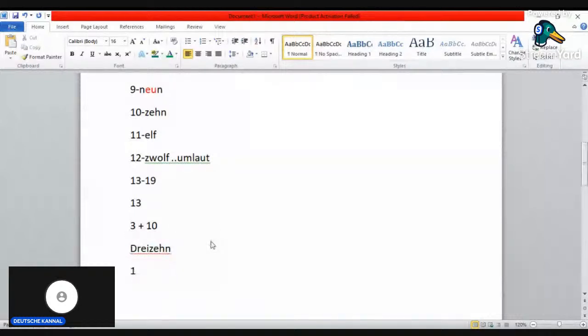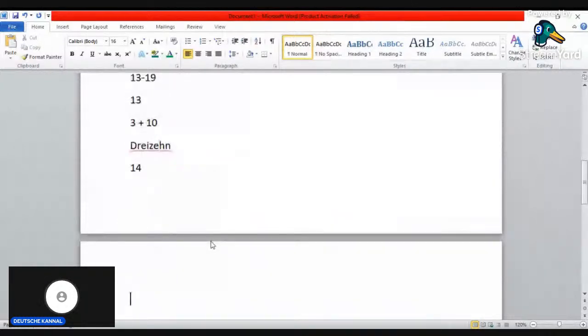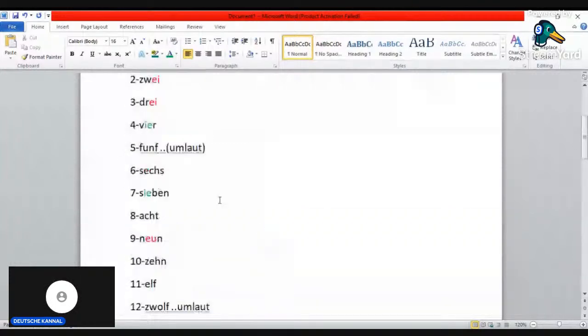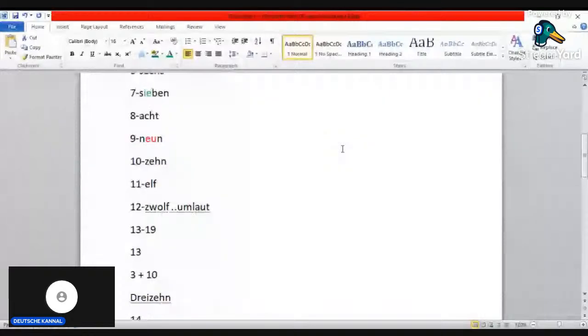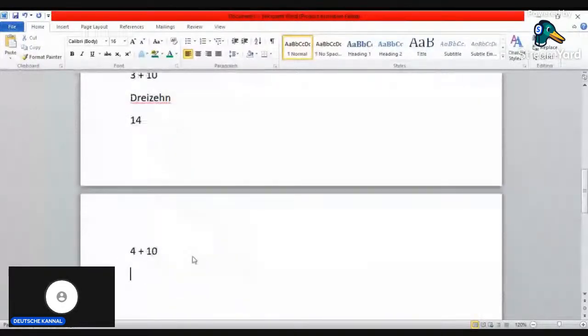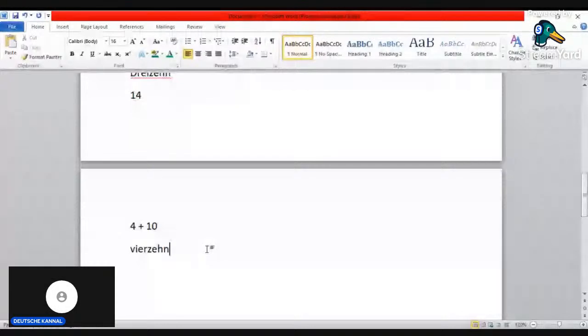Let's try with 14. So 14 is 4 and 10. So 4 we have learned is vier. Okay, vier. And 10 is zehn. So it's vierzehn. So what do you think 15 is?